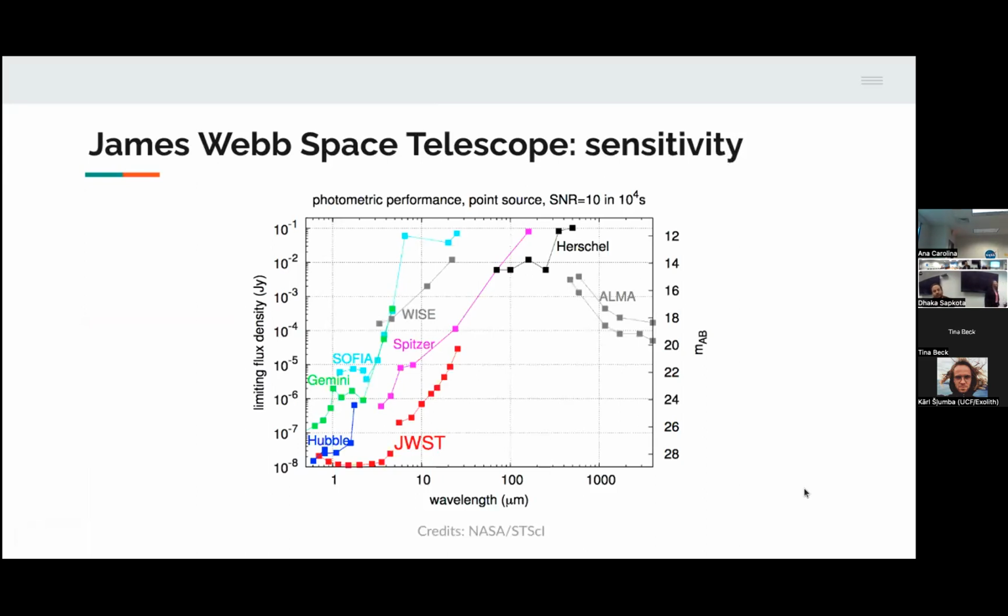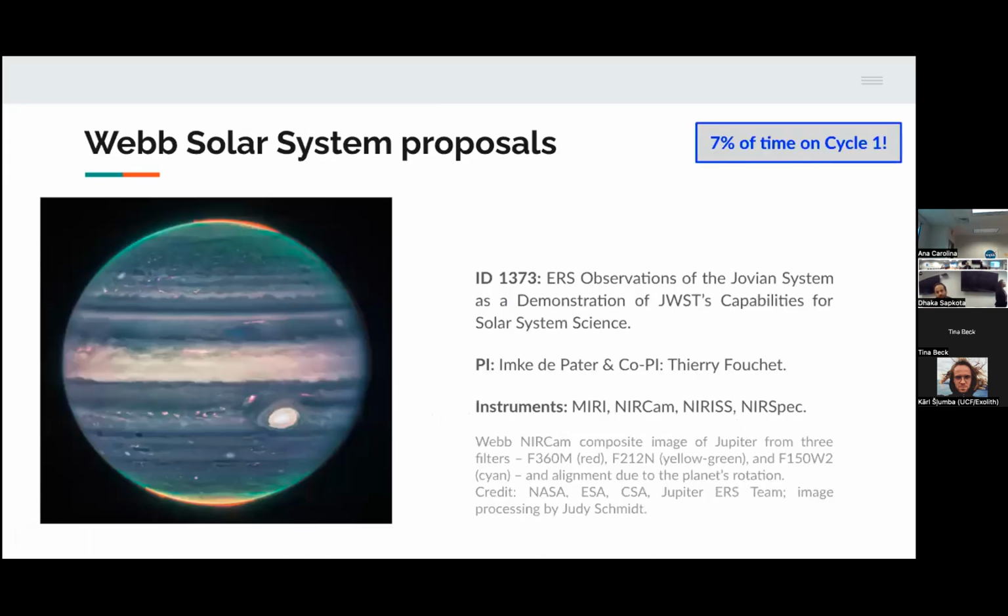Also, in sensitivity, James Webb has much more sensitivity than Spitzer or Hubble. Here, the lower points mean more sensitivity than the others, and also more resolution. We can see that by the amount of dots. So JWST came to revolutionize the science that we do. And now I will show you some of the results and the proposals of the solar system in JWST.